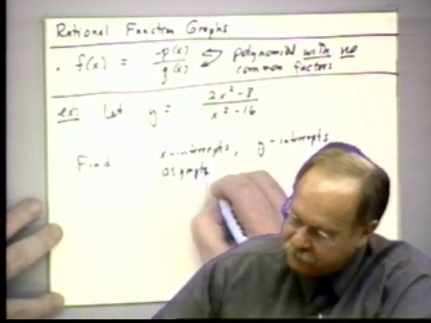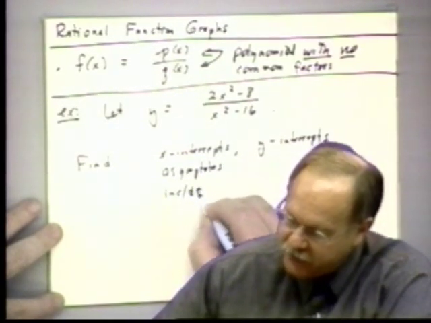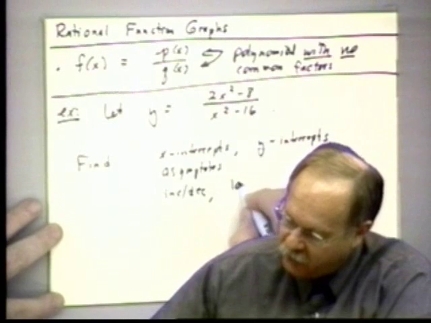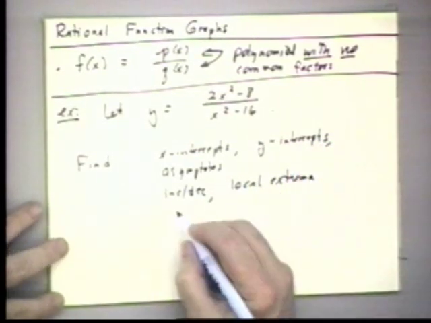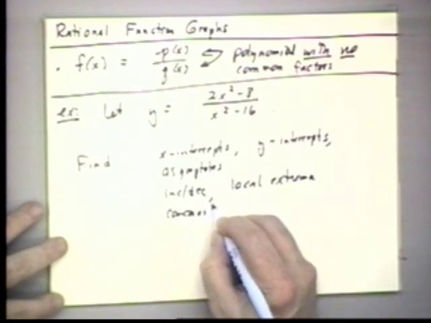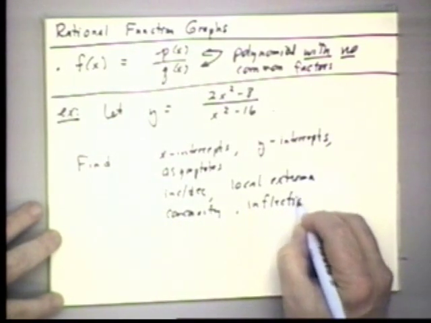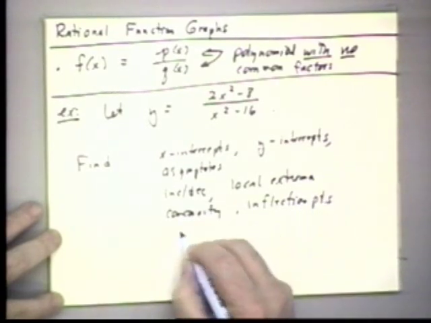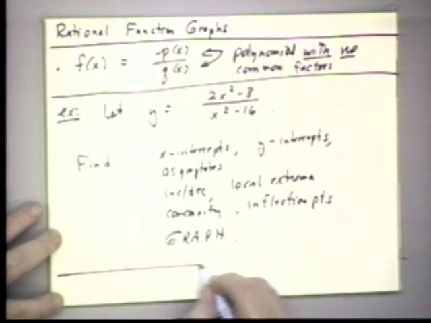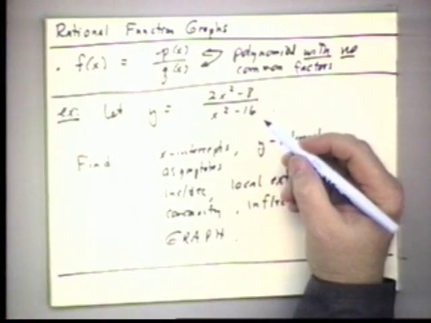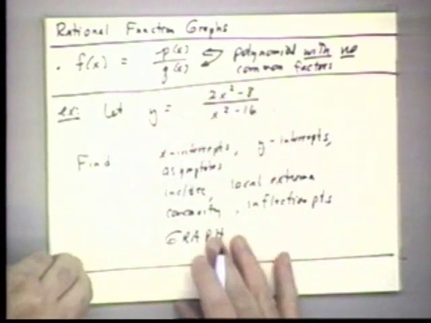asymptotes, it's a rational function after all, where the function is increasing or decreasing, where it has local extrema, that's a max or mins, concavity, concave up or down, inflection points, and finally graph it. So this is really getting to be a thorough examination of functions like this. We're going to do lots of these, and they're good to practice. So let's look at this now.